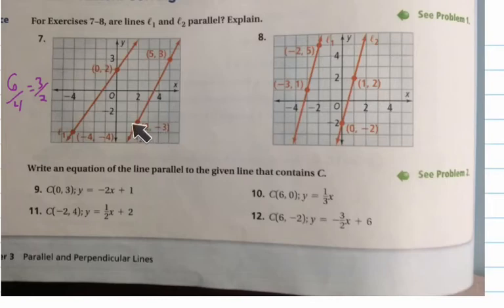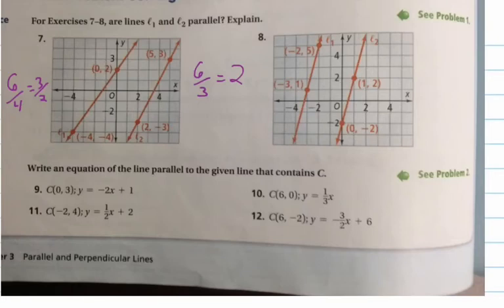Again, rise over run, that would be up 6. Did I add wrong here? No, I didn't. It'd be up 6 over 3. So L2 would be up 6 over 3, which would be 2. Are they the same slope? No. Are they parallel? No.